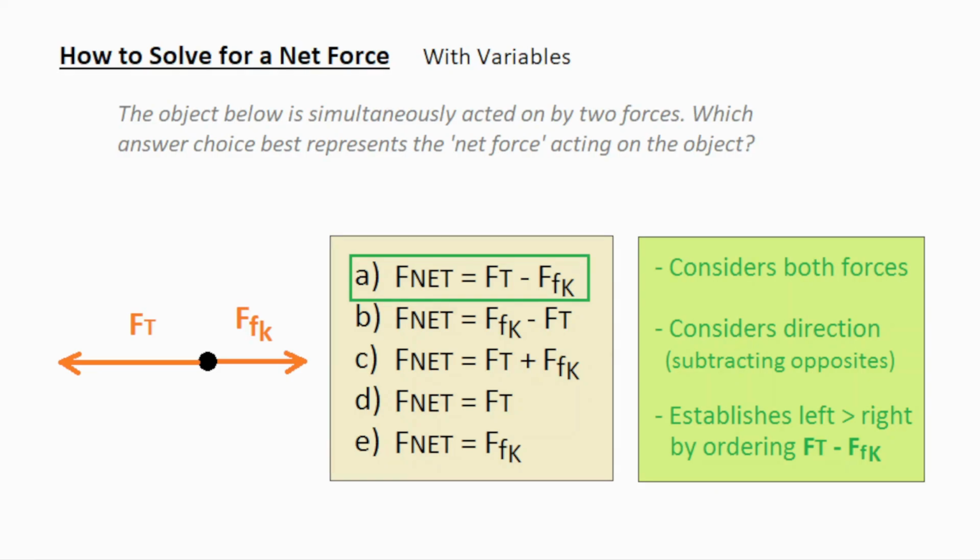It considers both forces and not just one of the forces, like choices D and E. It considers direction by subtracting the forces, unlike choice C that adds them together. And by leading with tension force, that is stating that the tension force is larger in magnitude and that the net force is directed in the same direction as the larger force.